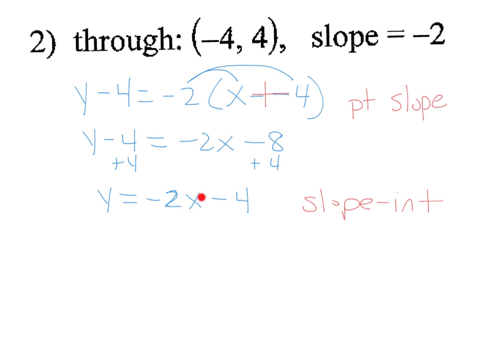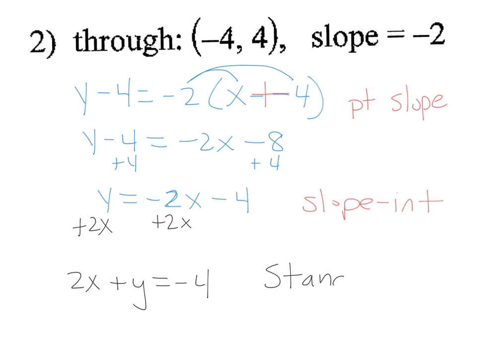So what is really happening here is I need to get this x moved over to this side. All we're going to do is put the x and the y on the same side. To make that happen, I'm going to add 2x over to the other side. So I have 2x plus y equals negative 4. And that is standard form.